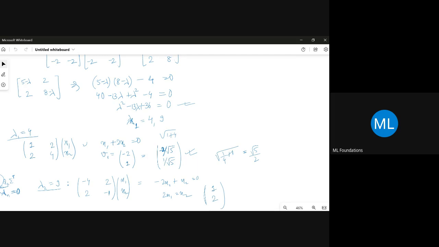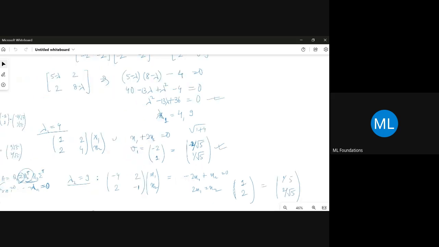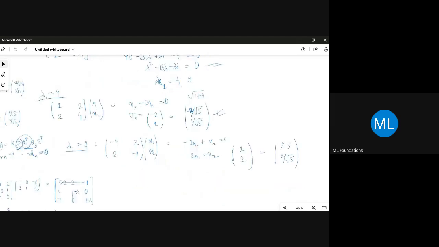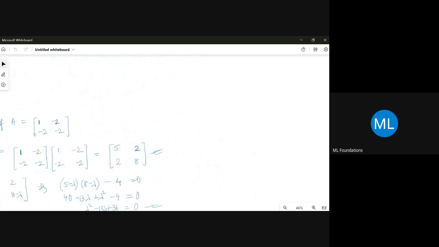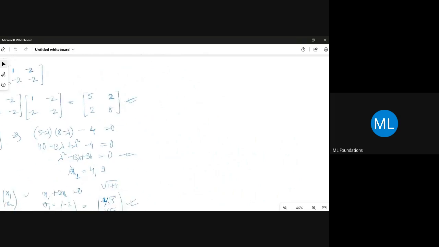Okay, so this is just divided by root 5. So you get 1 by root 5, 2 by root 5. So our first step is done. Correct? Now what do we do after this? We write our Q2 matrix. Our Q2 matrix is done.